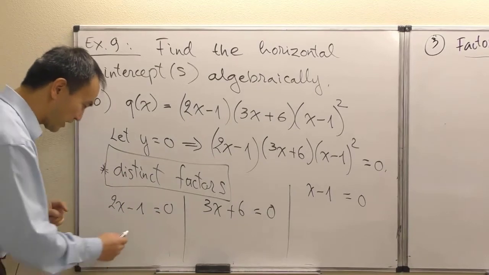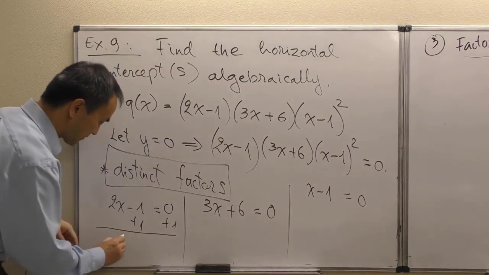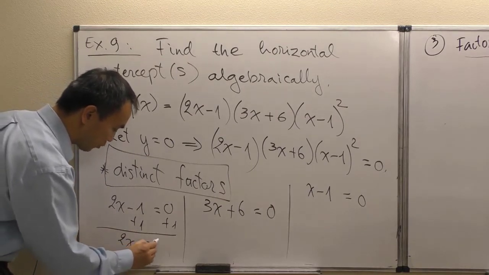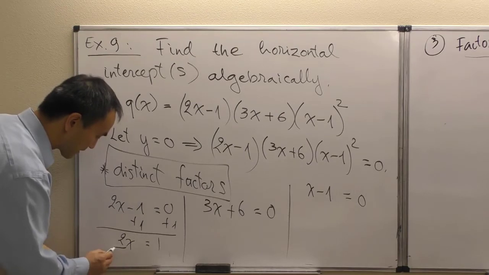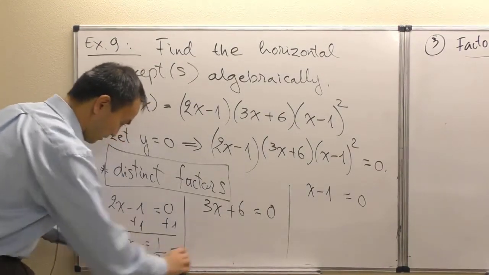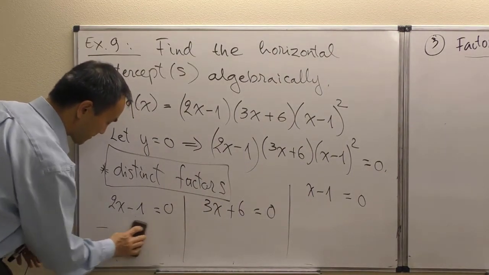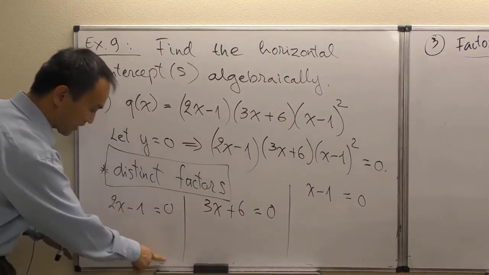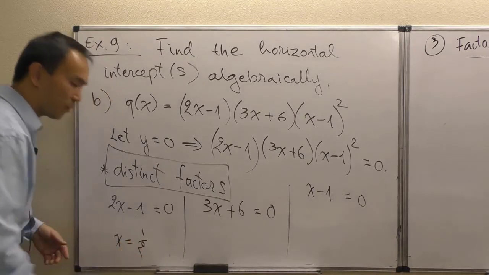For the first one, I'm going to add 1 to both sides, and I end up with 2x equals 1. Then we divide both sides by 2. I'm going to save space here, so allow me to just write the final answer. After doing all that work, my final answer is x equals positive 1/2.